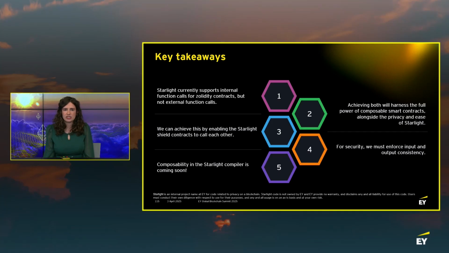And we can actually achieve this by enabling the shield contracts to call each other, but we need to enforce input and output consistency for security reasons. So composability in the Starlight compiler is coming soon, so watch out for it. It's on its way at some point.